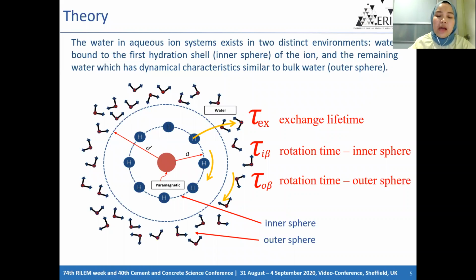As for the theory, the water in the system exists in two environments. First is the water that is bound to the first hydration shell, or the inner sphere. Second is the remaining water that has dynamic characteristics similar to the bulk water.